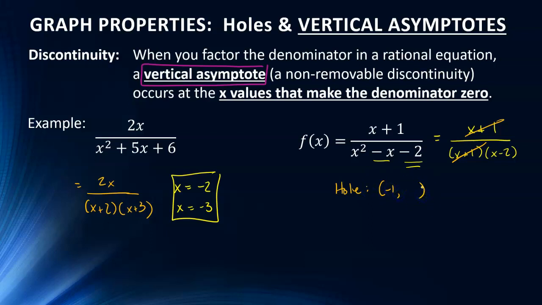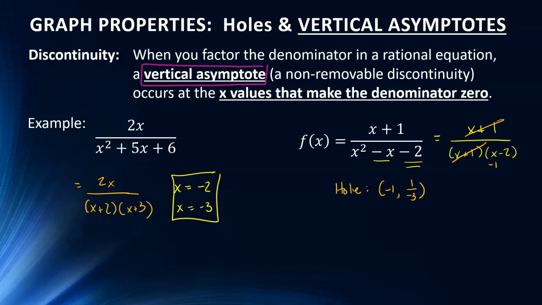So I need to figure out what would be the y value when x is negative 1. If I put negative 1 in here for x, we would have 1 in the numerator, and in the denominator, negative 1 minus 2 would be negative 3. So we would have a hole where x is negative 1 and y is negative 1/3.